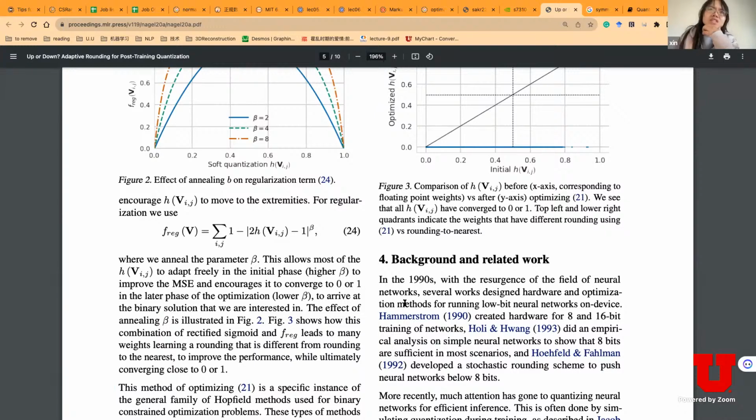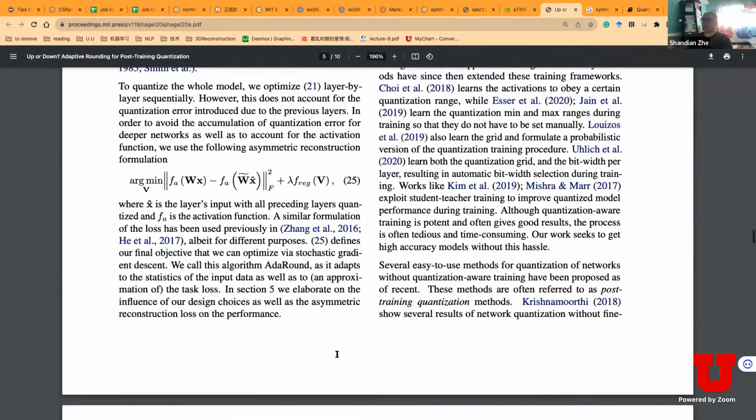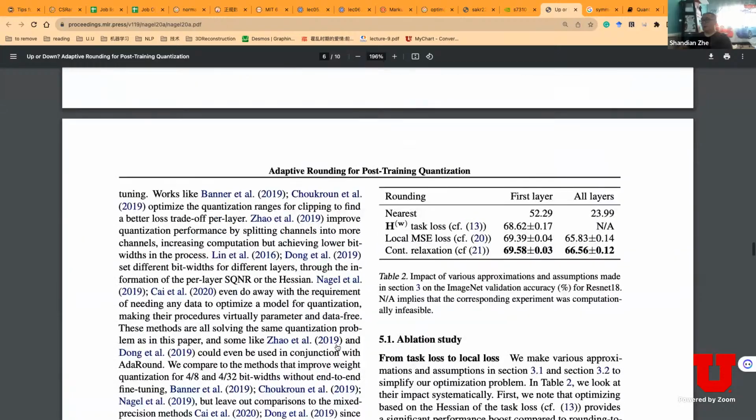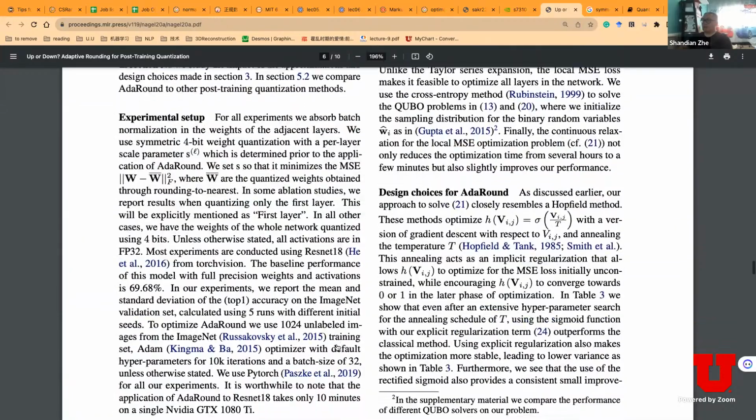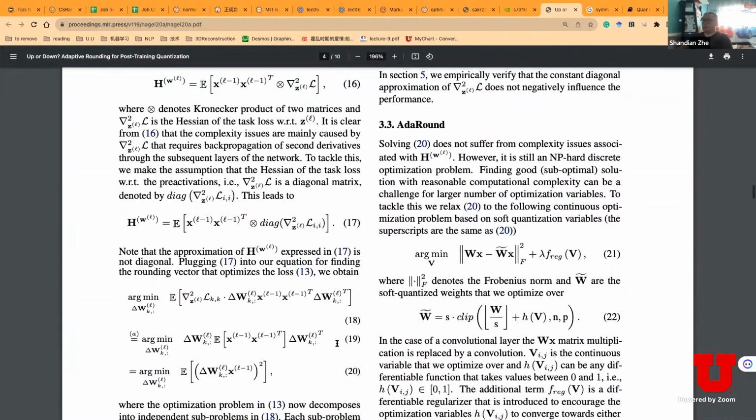Yeah, I see your concern. If V is large, maybe it's not easy to learn. I guess maybe that's why the regularization term is used here. It will force it to be 0 or 1. It's a soft regularization. And the second thing is how do they backpropagate the gradient? You're doing the rounding, right? It's a step function. How do you?